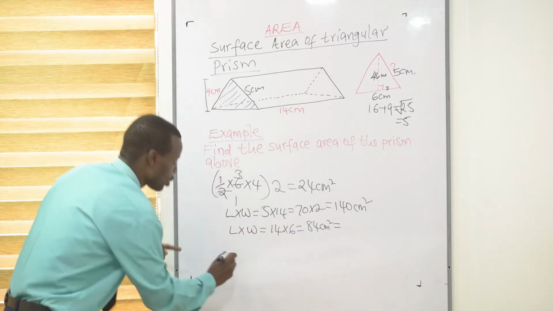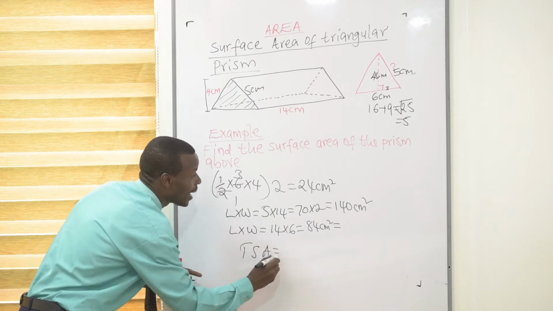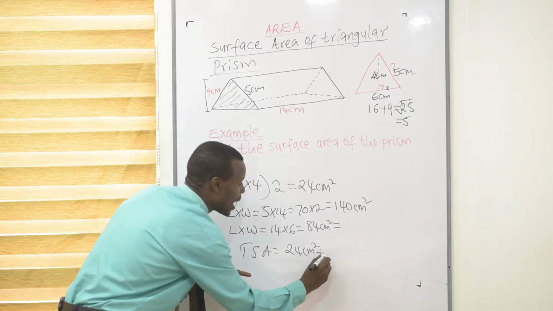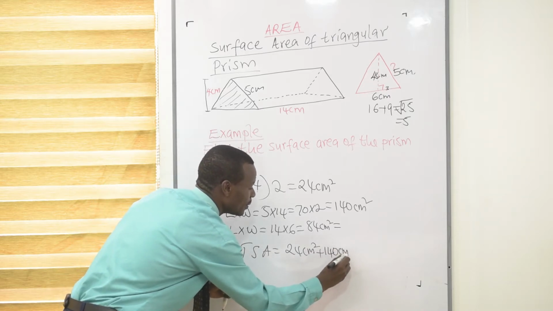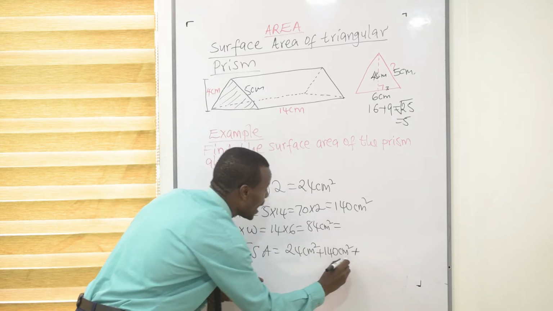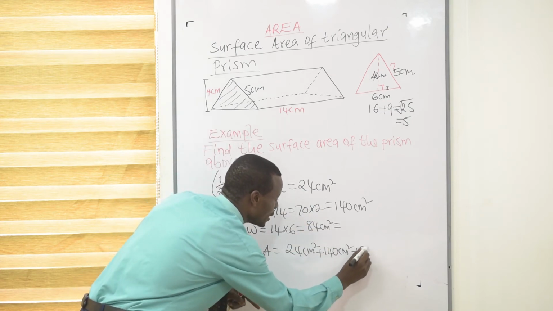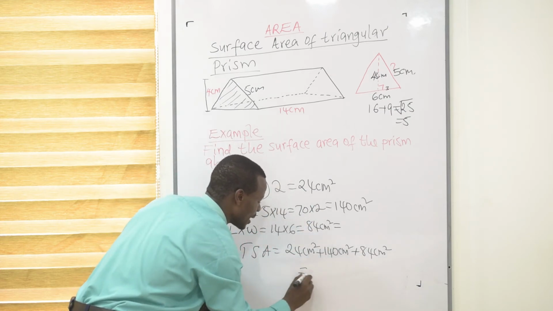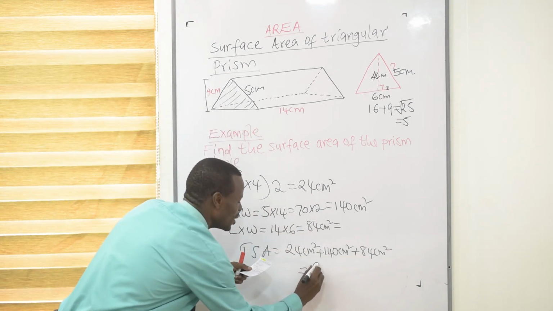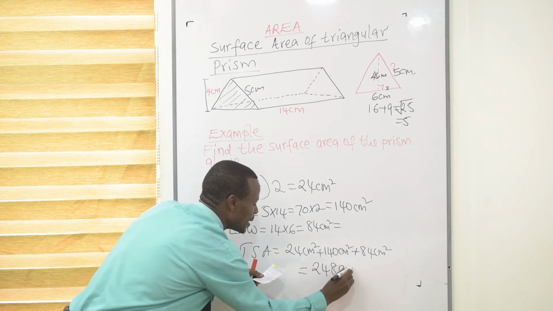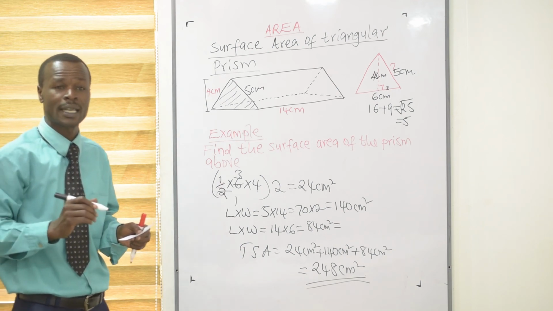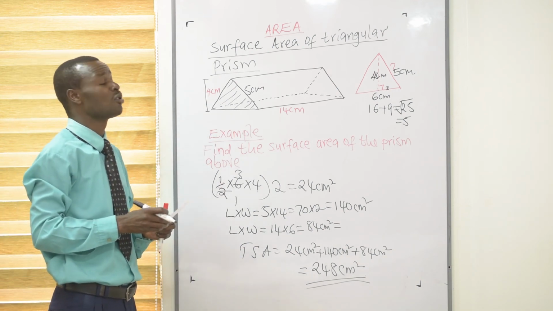Now, to get the total surface area, add 24, the area of the triangles, add 140 square centimeters from the 2 slanting rectangles, and finally add that base that was 84 square centimeters. And then what sum will it give you? If you've added correctly, 248 square centimeters is the total surface area of this triangular prism.